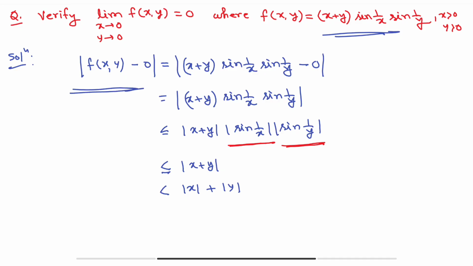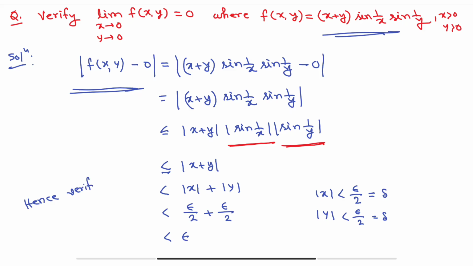That means we have to choose modulus of x less than epsilon by 2 and modulus of y less than epsilon by 2, and this epsilon by 2 is nothing but our delta. So we can write this is less than epsilon by 2 plus epsilon by 2, so this is less than epsilon. Hence verified. So this is our simultaneous limit or double limit.